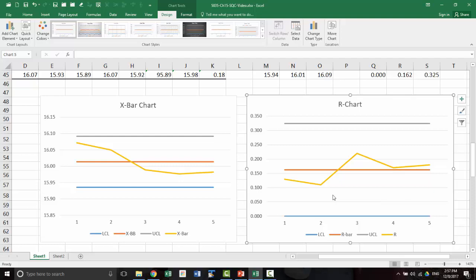We have to say the process is not in control, therefore these limits are no good, so we're back to the drawing board. We have to start all over again. First, study the process and make sure what is causing the problem, remove the problem, fix it, and then repeat the process over again.